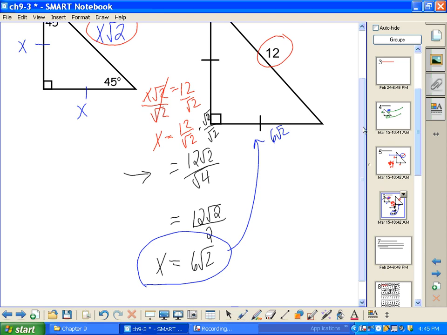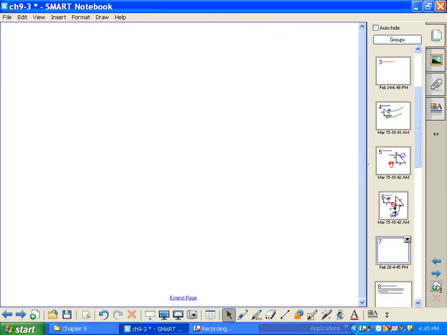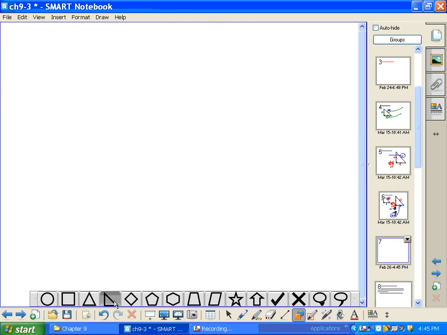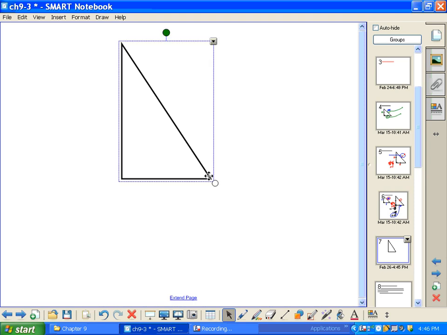Let's try another one like that since I kind of butchered it a little bit. Let's make a new triangle. We're going to do the same thing here, where we have a hypotenuse that does not have a radical with it.